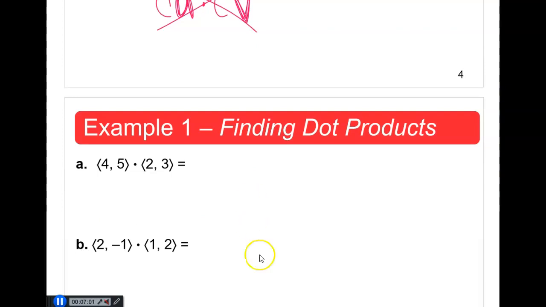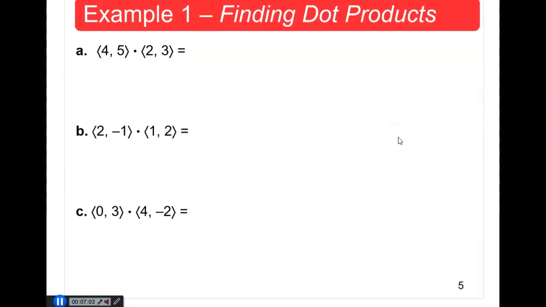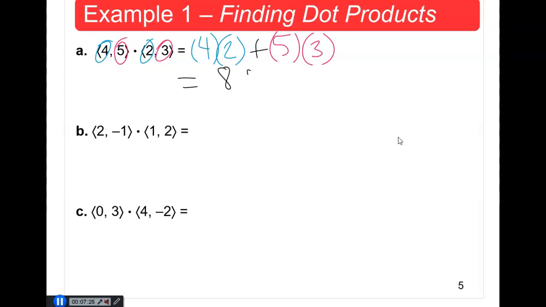Okay, so we're going to practice how to do the dot product. It's very, very simple. You just have to be careful with your signs. So we're going to get the two horizontal components, so 4 times 2, and then plus 5 times 3. So 4 times 2 is 8, plus 15, and that will equal 23.